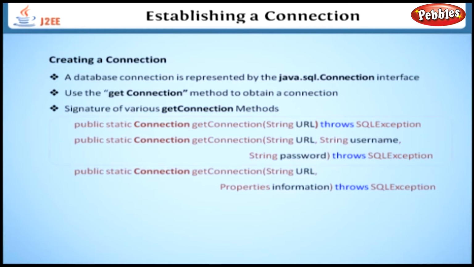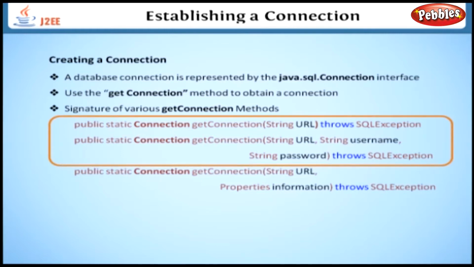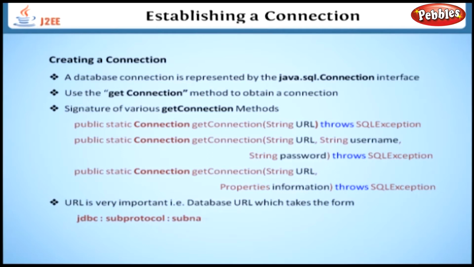Generally, the first and second methods are mostly used. The URL is very important. Here the URL is the database URL, which takes the form like this: jdbc:subprotocol:subname.